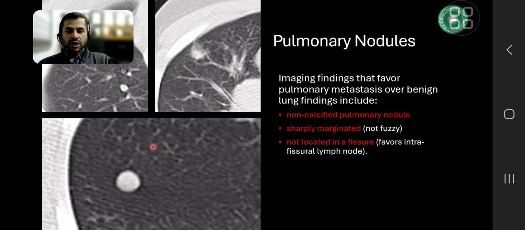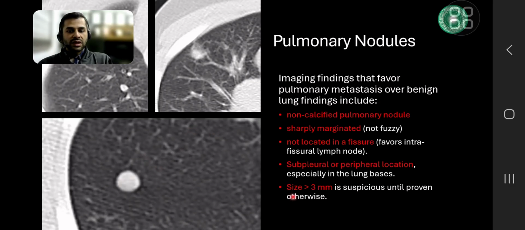The nodule should not be located within a fissure, which favors an intrapulmonary lymph node, and a subpleural or peripheral location, especially in the lung bases where there is higher vascularity and perfusion, should always be suspicious. And a size more than 3 millimeter meeting the above mentioned criteria is always considered suspicious until proven otherwise.